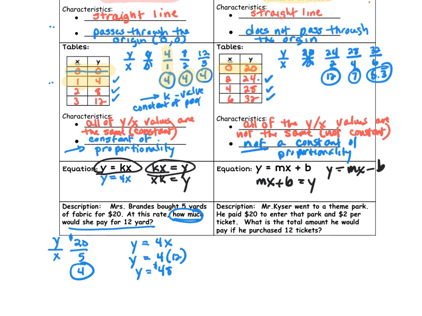Well, once again, if you look at the graph, the y is representing the cost. So we do not know the cost. So we're going to put unknown as y. It mentioned $2 per ticket, and x are the tickets. So we're going to multiply the number of tickets that we have by $2, and then it also mentioned that he had to pay $20 to enter the park. So this would be the equation that matches this particular table and graph that we worked with.